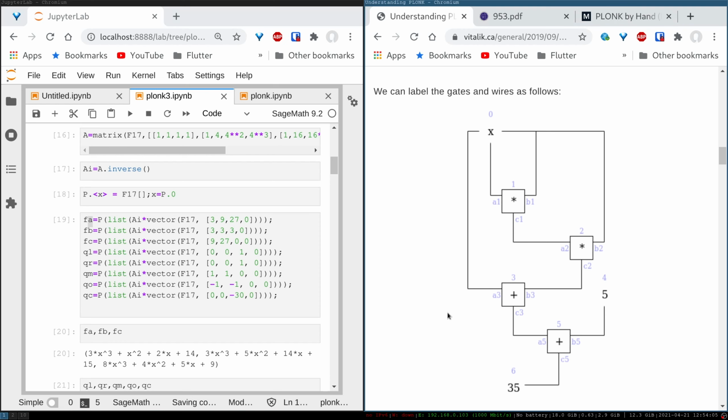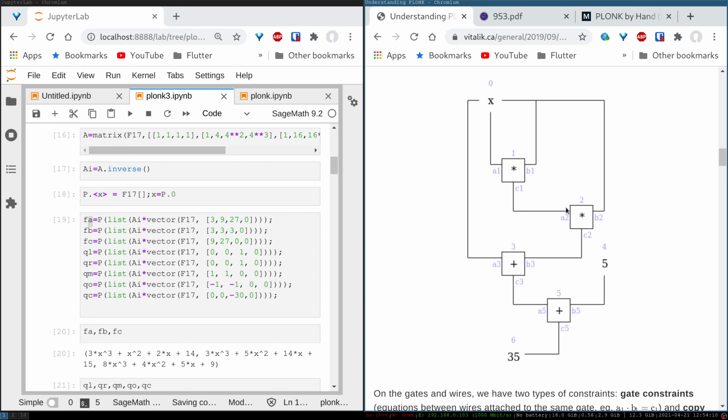So 3, 3, 3. And now we have c1, c2, c3 as the outputs of these three gates. So c1 is 9, c2 is 9 times 3, 27. And for the final gate, the output is 0, because I also have an addition gate. The last gate is this addition gate, where there's also the minus 30 that cancels out the x cubed plus x. So that's why these are the values of our wires basically.